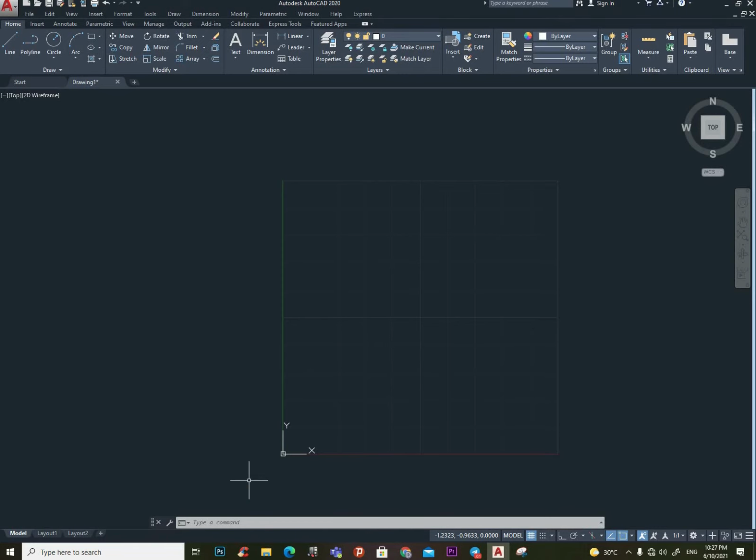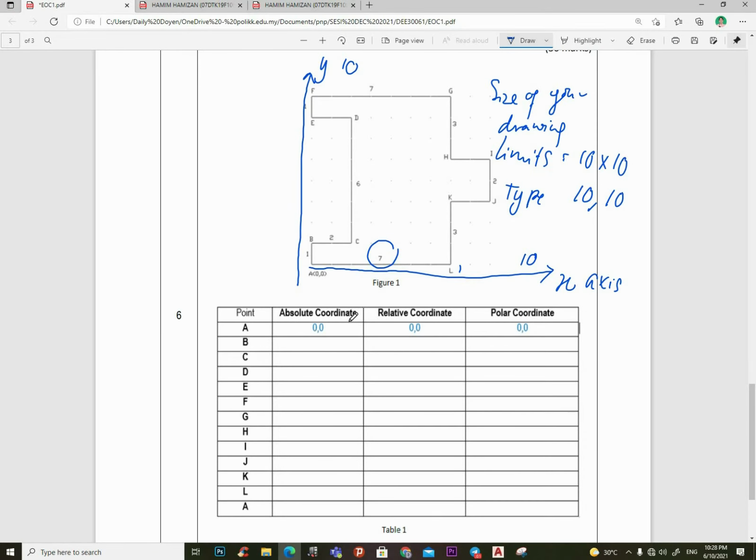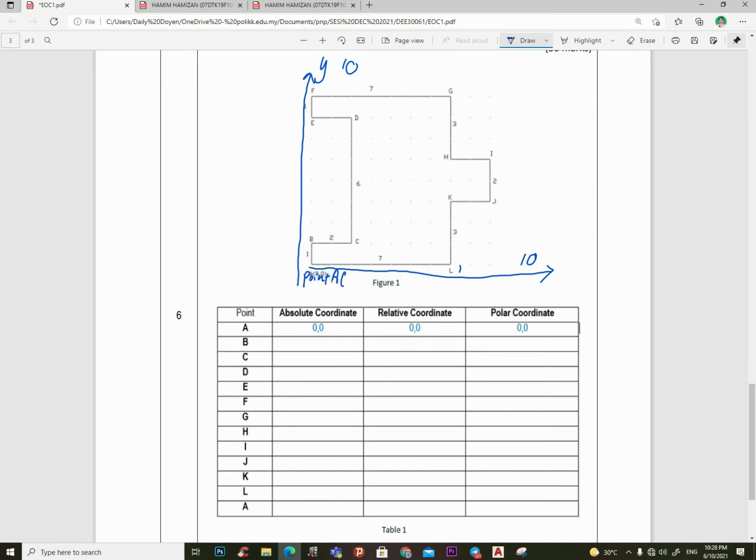Let's move on to the first technique of data input, which is absolute coordinates. Okay, so I'm going to erase this first. The starting point is already given, which is 0, 0. Okay, now we move on to point B. For point B, for absolute coordinates, you look at what is the value of x and y.